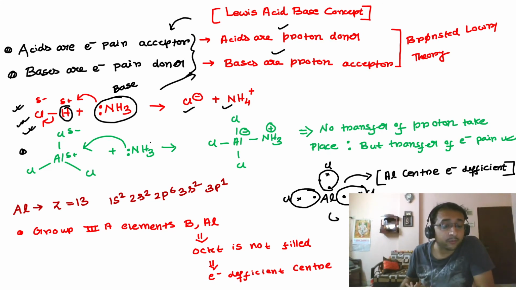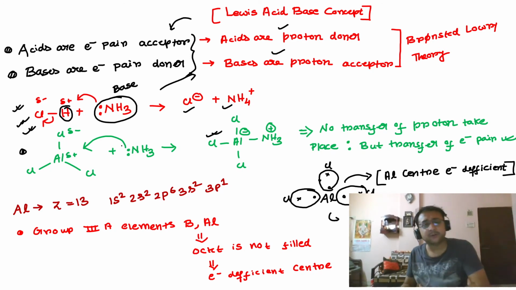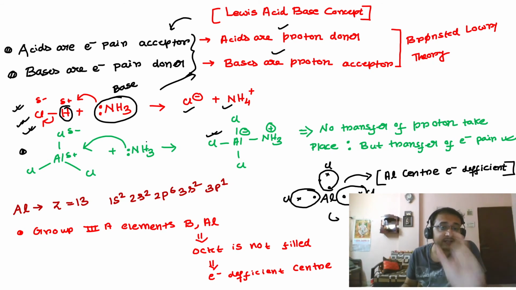no transfer of proton. If you see the reaction product, the aluminium chloride does not accept any proton, or ammonia does not donate any proton. So there is no transfer of proton, but still it is an acid-base reaction. So in that case, the Lewis acid-base concept becomes very handy, because by applying this concept, we can identify which is acid and which is base. So how can we identify it? I'm just showing you right now.